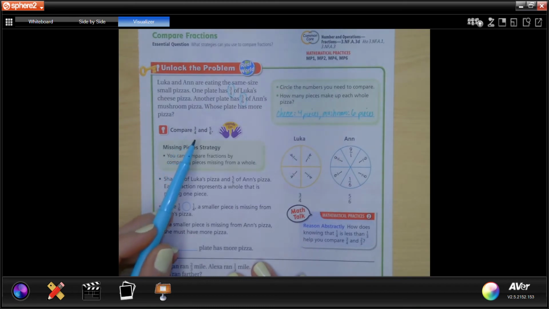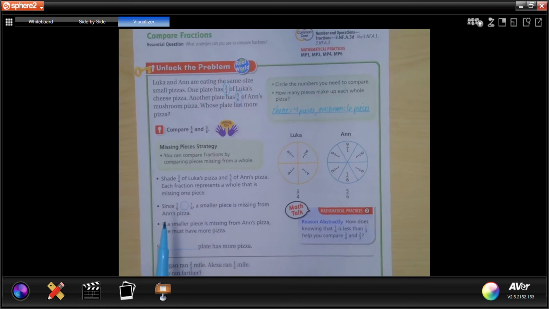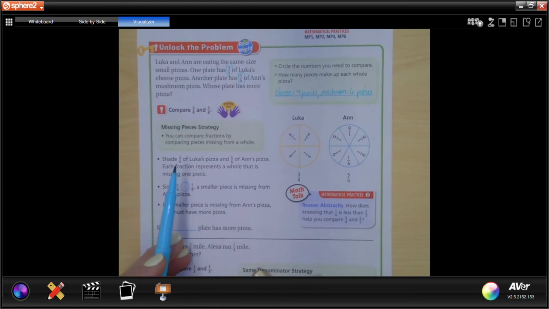Compare 3/4 and 5/6. Missing pieces strategy. You can compare fractions by comparing pieces missing from a whole. Shade 3/4 of Luca's pizza and 5/6 of Anne's pizza.